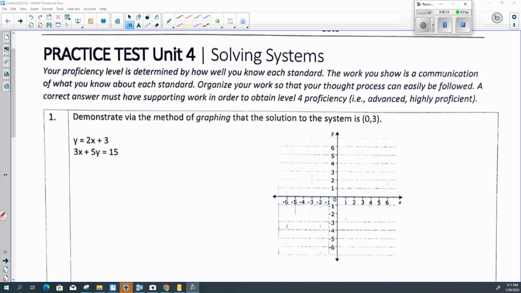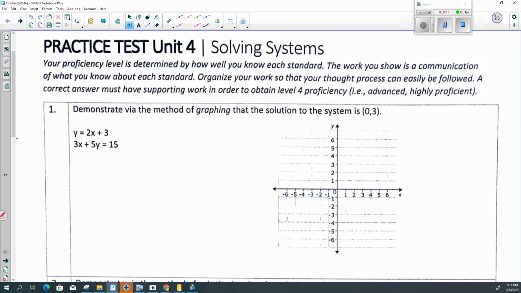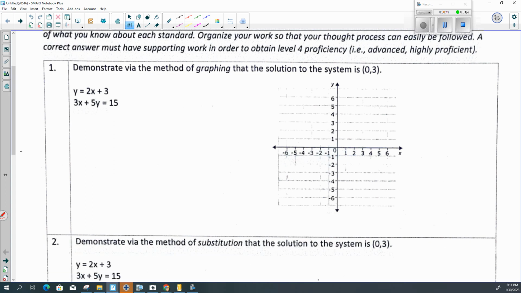So this one is helping to see that 1, 2, and 3 all have the exact same problem and the exact same answer. They even give it to you. They're telling you when you graph these, they should cross at (0, 3). So what you're trying to demonstrate is that you know how to graph them properly. And on this one, we're trying to see if you know how to put it in slope-intercept form.